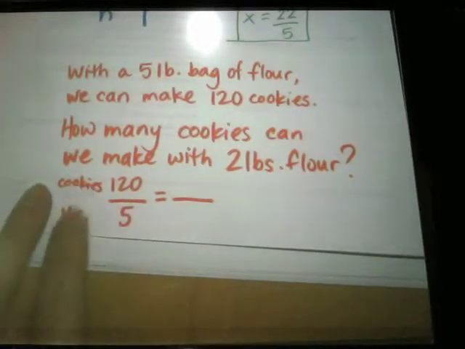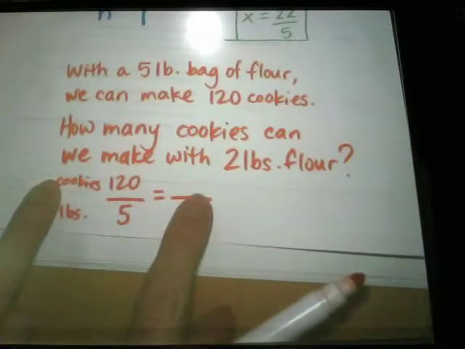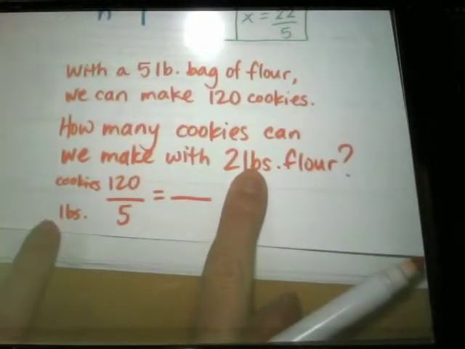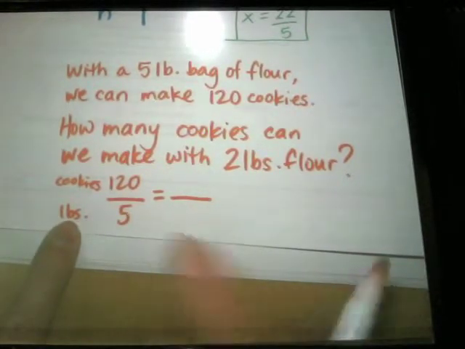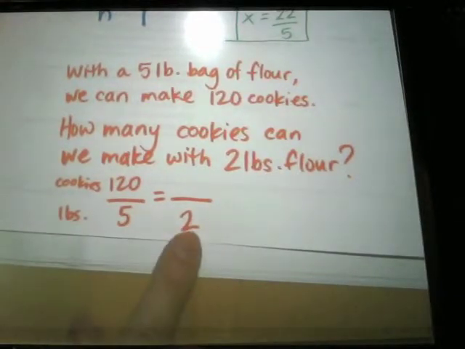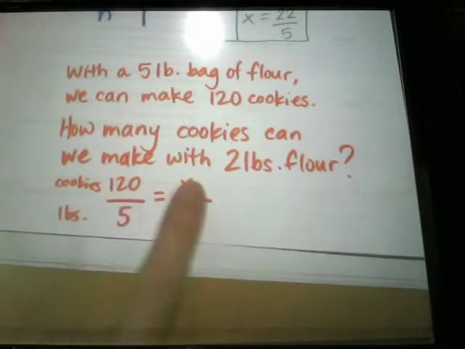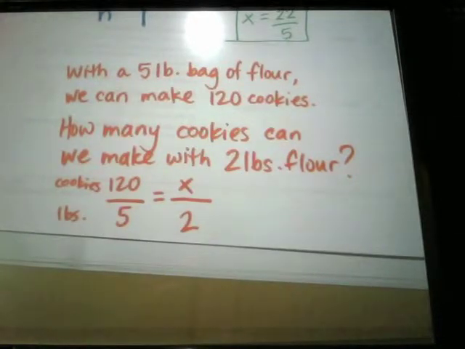All you have to do, whichever way you order it, is on the other side, you keep it in the same order. So the 2 pounds needs to go in the denominator because that's where we put the pounds on the left side. So pounds on the right side. How many cookies? Well, that's my unknown right there. So if you wanted to put pounds on top, both 5 and 2 would go on top, and the 120 and the X would go on the bottom. Keep it the same on both sides. Remember doing that last year?